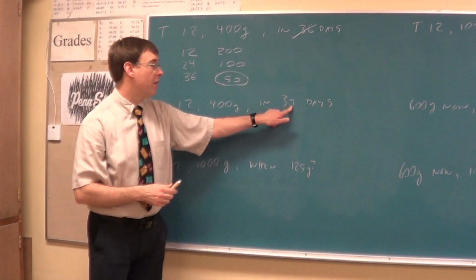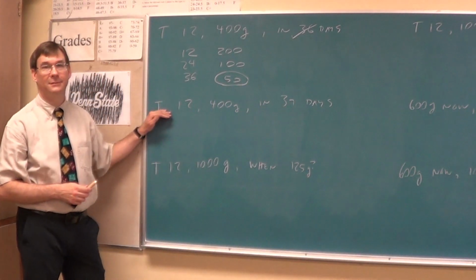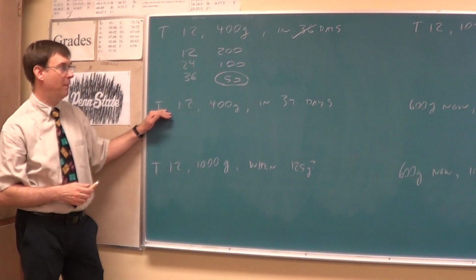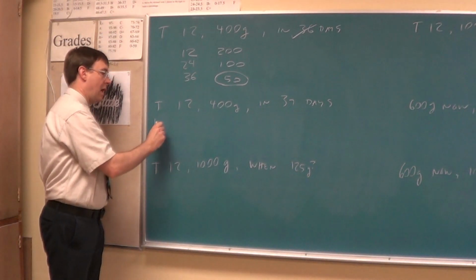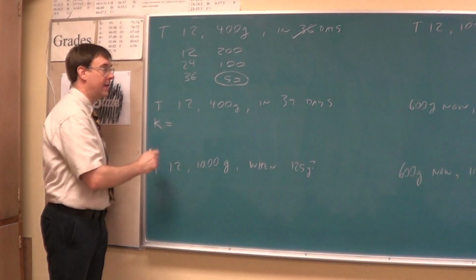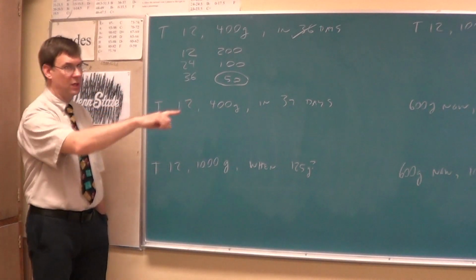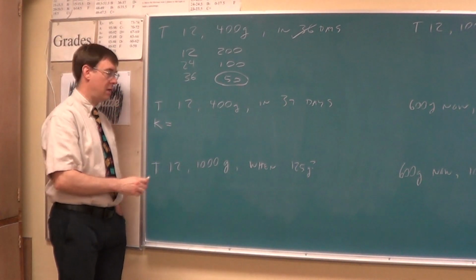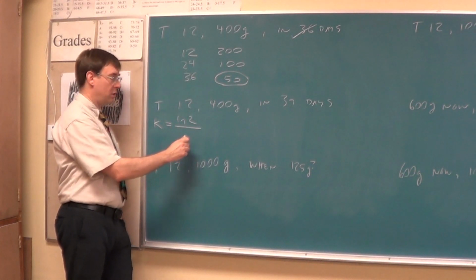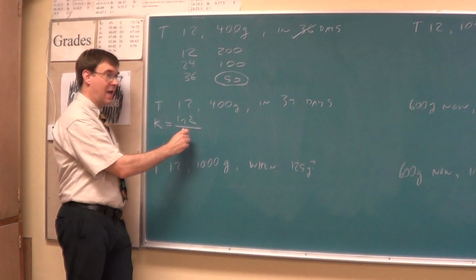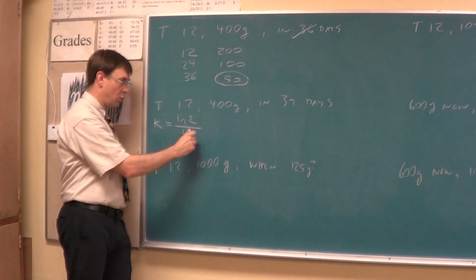Okay, if I want to know 37 days, no, we've got to do some math. So the most important fact you need to generally figure out before you do anything is the K. So over there I had an equation. How can we get the K? What was K equal? ln of 2 divided by the half-life, which in this case is 12.